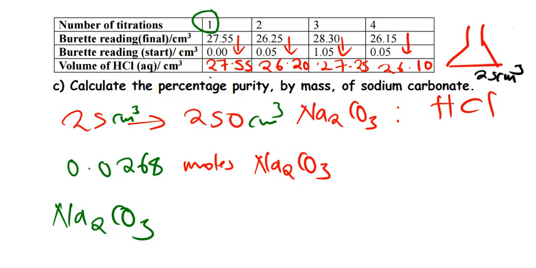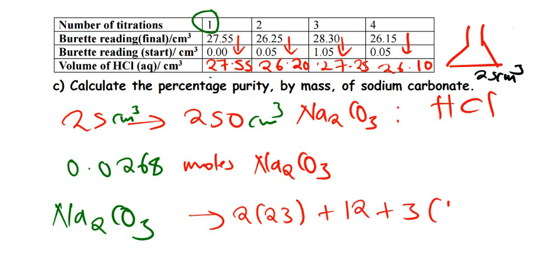So yeah, grab your periodic table now. It's time to use your periodic table and estimate the molar mass of sodium carbonate. So I believe sodium is approximately 23 times 2, carbon 12. So use your periodic table to do these calculations. 2 times 23 plus 12 plus 3 multiplied by 16. So approximately the value is 106 grams per mole. Okay.